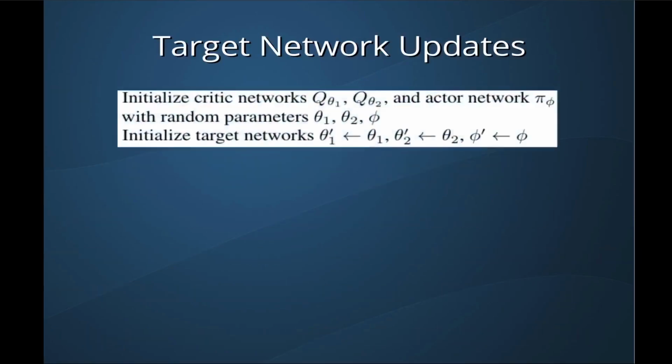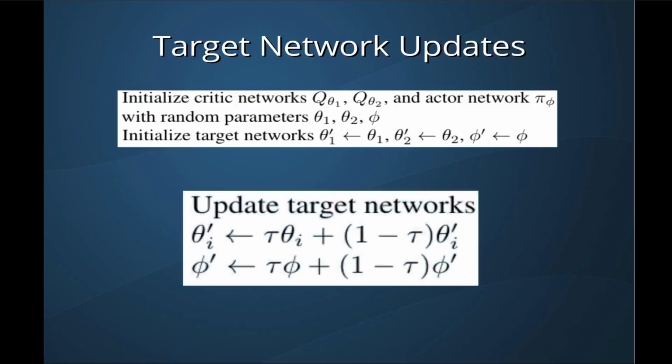Next, we have to handle the question of target network updates. So at the very beginning, in our constructor for our agent class, we're going to go ahead and initialize an actor, two critic networks, and then a target actor and two target critic networks. And when we first start out, we want to initialize those target networks with the exact values of the online networks. And so we're going to have a special case in our target network update function that handles the very beginning of the program.